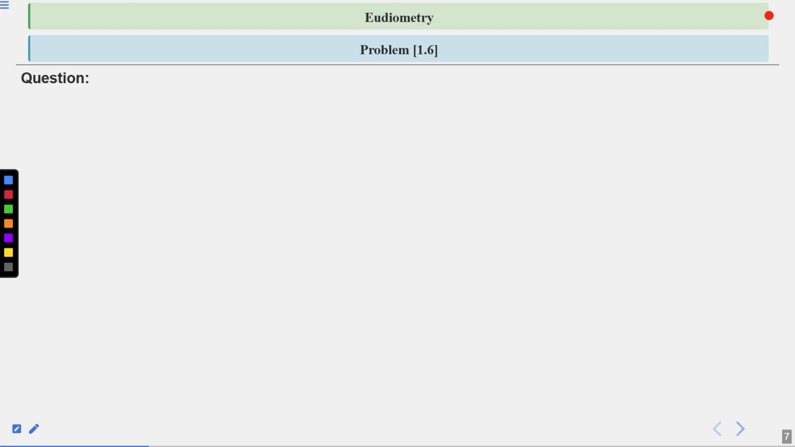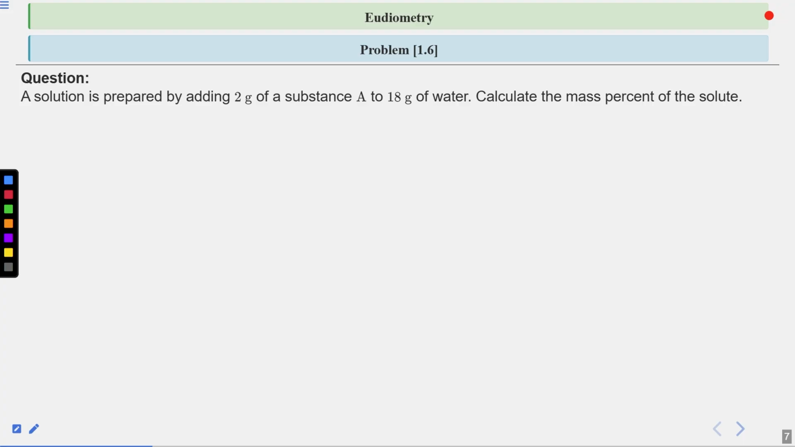So our first question on it. I don't think I need to elaborate on it further. If I make you understand the question, then it is well enough. So the first question goes like this. You are adding 2 gram of a substance A to 18 gram of water. Then what is the solute here? The solute is the substance A whose mass is 2 gram, and the solvent is water whose mass is 18 gram.